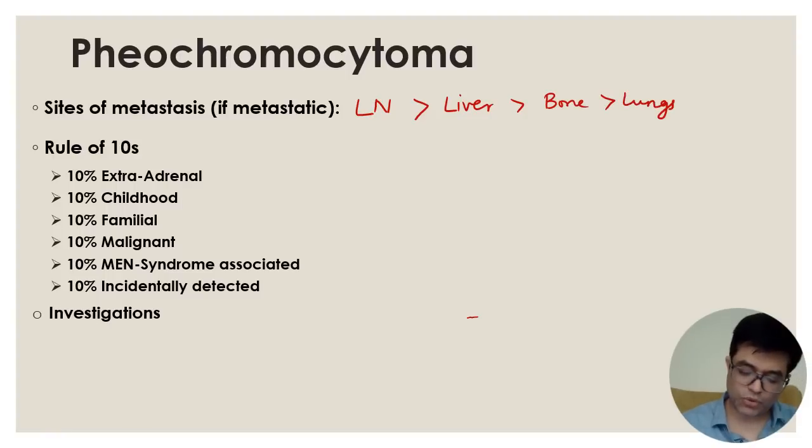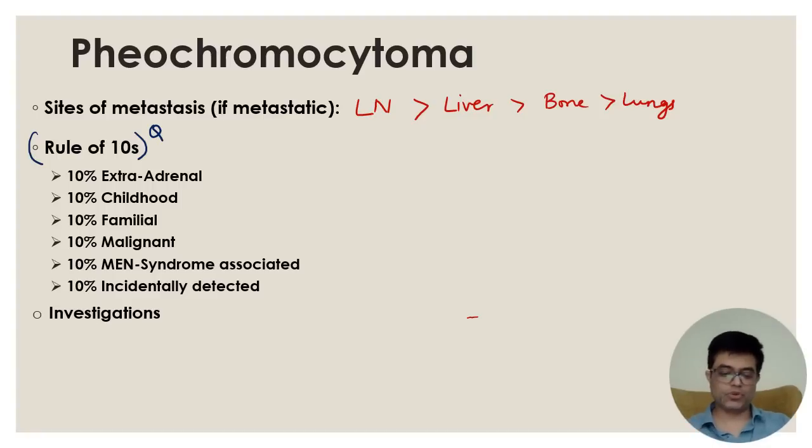And there is also a rule of 10. Rule of 10 is an AIIMS MCQ. So rule of 10 says 10% of pheochromocytomas are extra-adrenal, 10% are found in children, 10% occur in families, so positive family history is there, 10% are found to be malignant, 10% are associated with MEN syndrome. Remember, in MEN 2A and MEN 2B you find pheochromocytoma, not MEN 1.